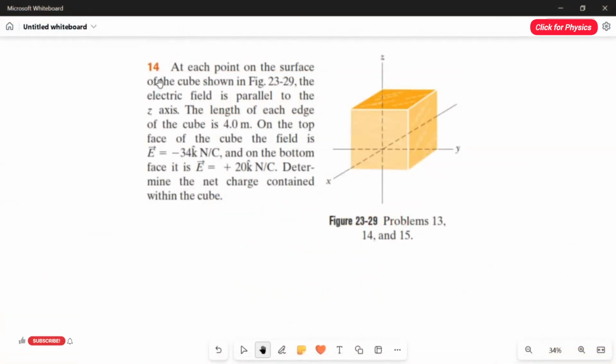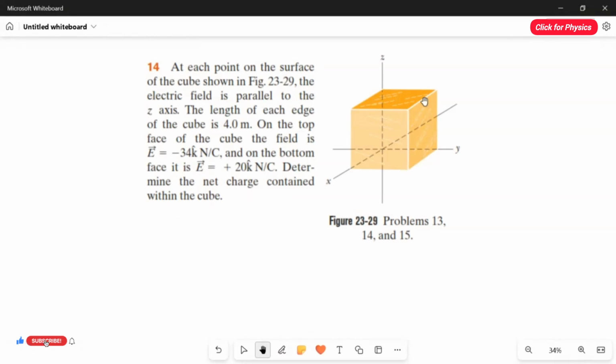Problem number 14. At each point on the surface of the cube, as shown in the figure, the electric field is parallel to the z-axis. The length of each edge of the cube is 4 meters. On the top face of the cube, the field is E vector equal to minus 34 k cap newton per coulomb. And on the bottom face, it is E vector equal to plus 20 k cap newton per coulomb. Determine the net charge contained within the cube.